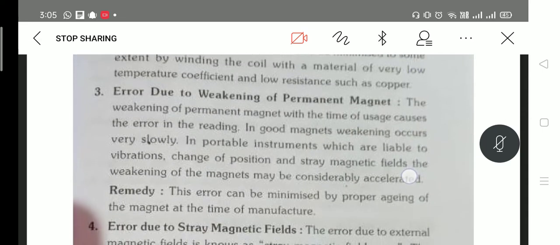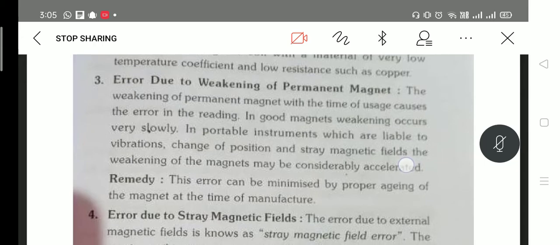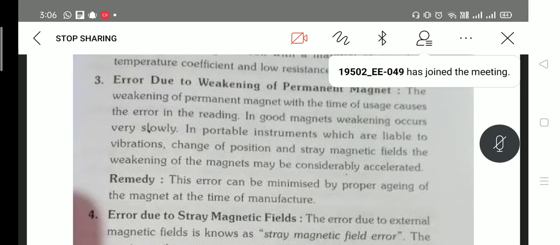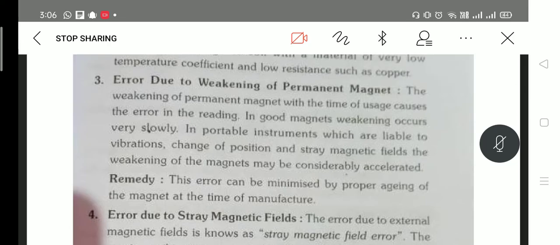Error due to weakening of permanent magnets. In the construction of the PMMC instrument, permanent magnet moving coil, we use permanent magnets, and some errors occur due to weakening of the permanent magnets. So while manufacturing, we can take strong or aged magnets. Then we can avoid this error.